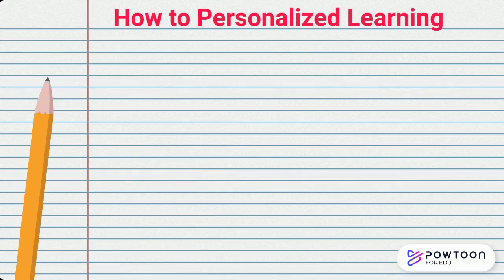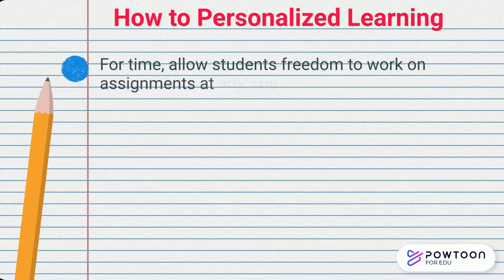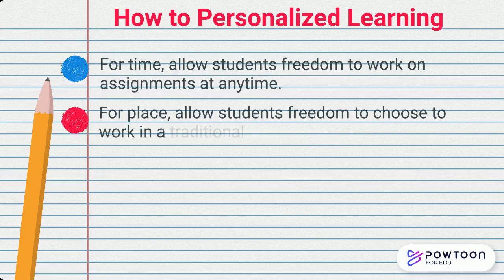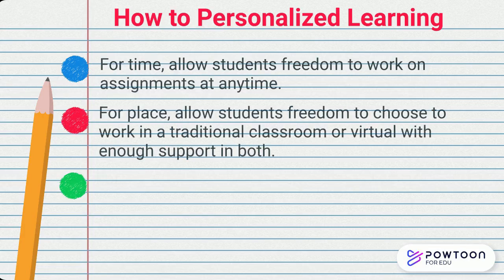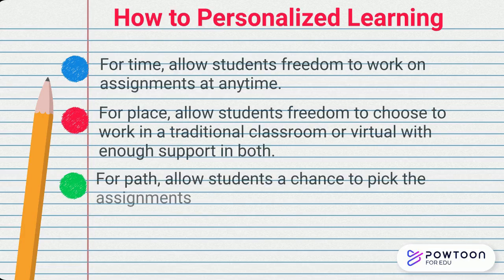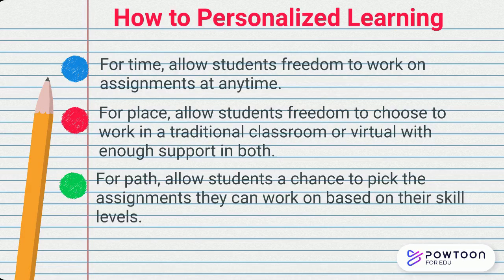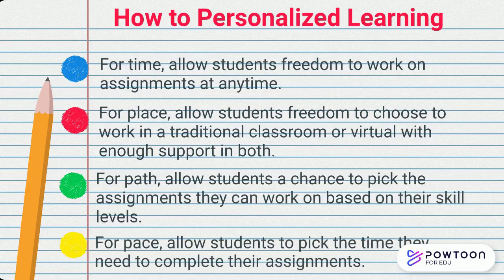On how to personalize learning, for time, allow students freedom to work on assignments at any time. For place, allow students freedom to choose to work in a traditional classroom or virtual with enough support in both. For path, allow students a chance to pick the assignments they can work on based on their skill levels. For pace, allow students to pick the time they need to complete their assignments.